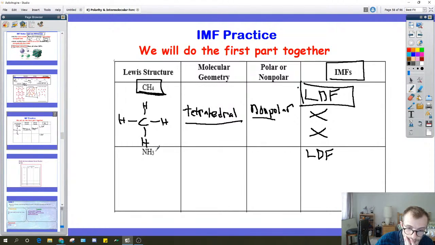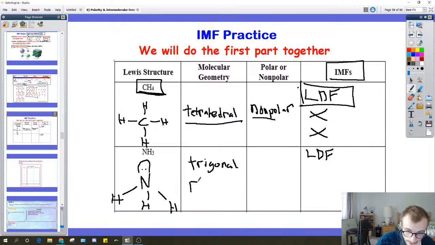So NH3, again, I can look it up if I need to. This is ammonia, and it looks a little bit like this. It's got 3 H's here, and then it also has a lone pair that's sticking out the top. So if you have been practicing your geometry from last week, you know that this is a trigonal pyramid shape. Trigonal pyramid.